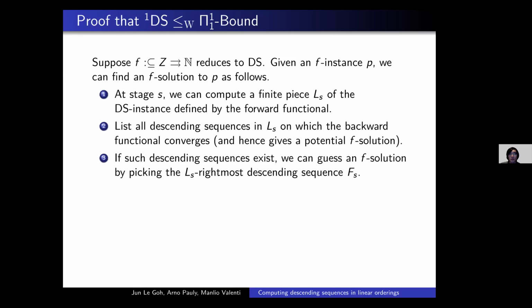Now, there is some point that I kind of glossed over in part 2, which is that such descending sequences might not exist at all, but in the long run, eventually they're going to exist, right? And if they exist, then we can attempt to guess an f solution by picking the rightmost descending sequence. Well, what I mean is this. Let's say I gave you a bunch of finite descending sequences in a linear order, and I said, pick the one which is most likely to extend to an infinite descending sequence. Then you can pick the rightmost one, because if any finite descending sequence is extendable, then any finite descending sequence to its right is also going to be extendable. So our best guess is to pick the rightmost one.